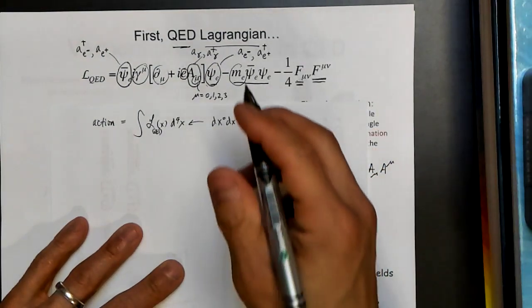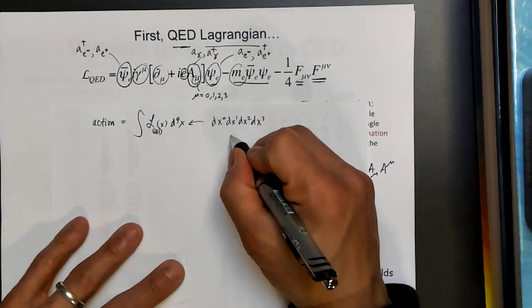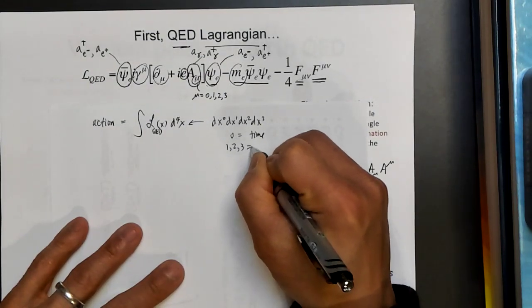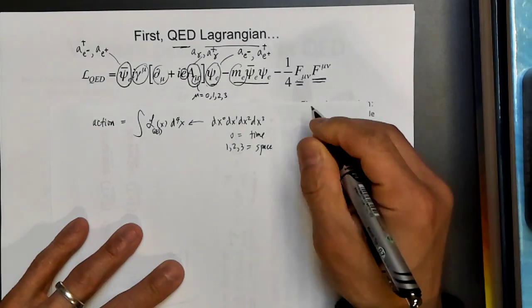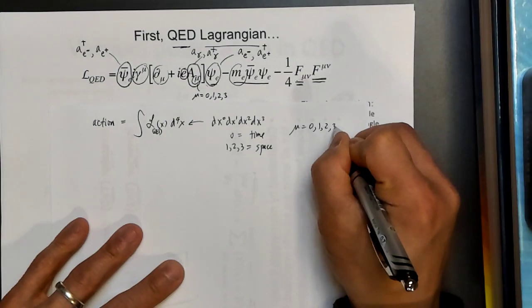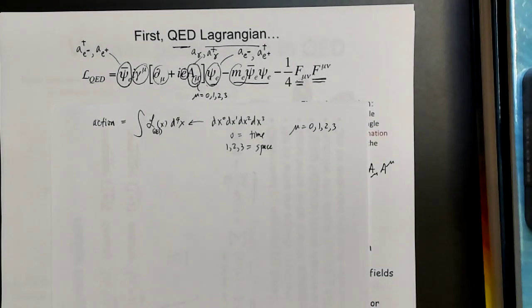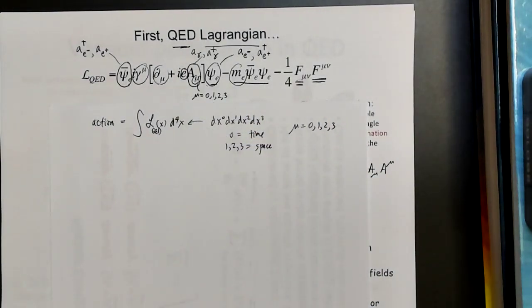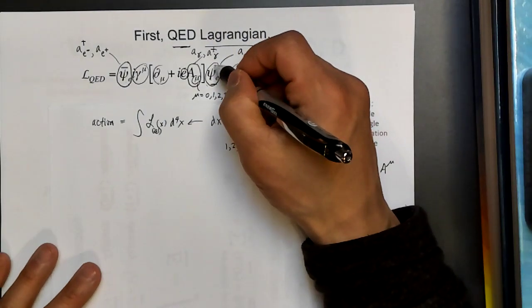And I'm using this relativistic notation where 0 signifies the time component, 1, 2, and 3 are the spatial components. Okay, so when I write mu, it can be the Lorentz index 0, 1, 2, and 3. We have time and space components here. Okay, so let's take apart these various terms.